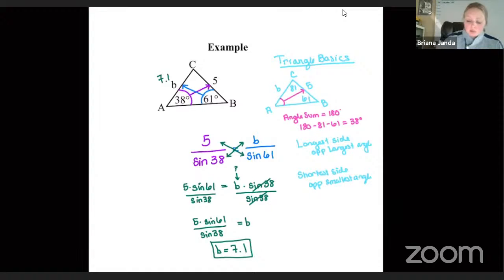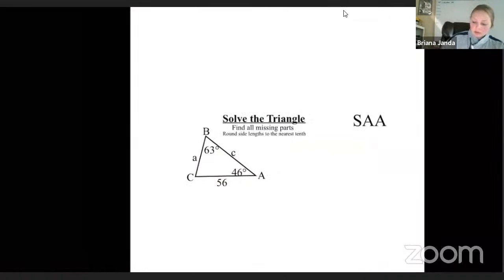We are going to then move on to the only other example I'm going to do for you guys today, and that is what is called solving a triangle. Okay. After this, I'm going to ask for you to do these problems. So solving our triangle here, we are looking at a side angle, which is one of the ones we are able to do.